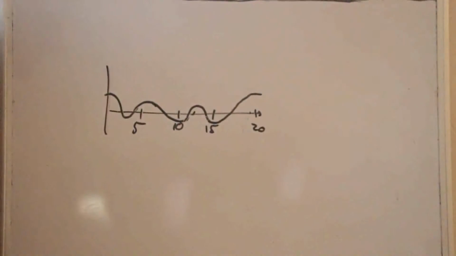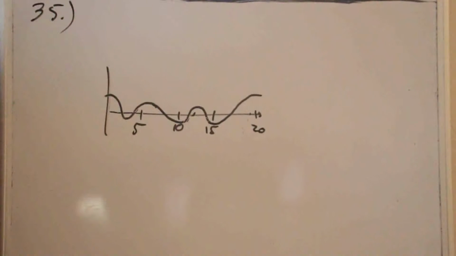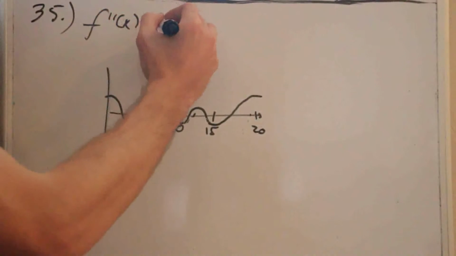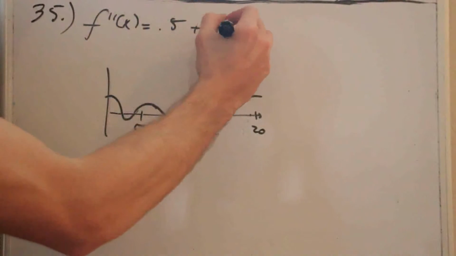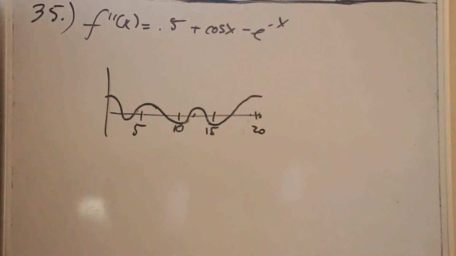Okay, question number 35. This is one of those questions that can seem really tough, but then you remember that you have your graphing calculator, so life is good. F double prime of x equals 0.5 plus cosine x minus e to the negative x. Now, this is the second derivative of some function f of x.